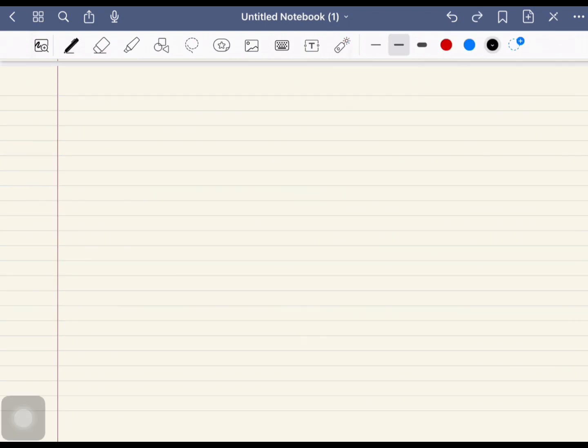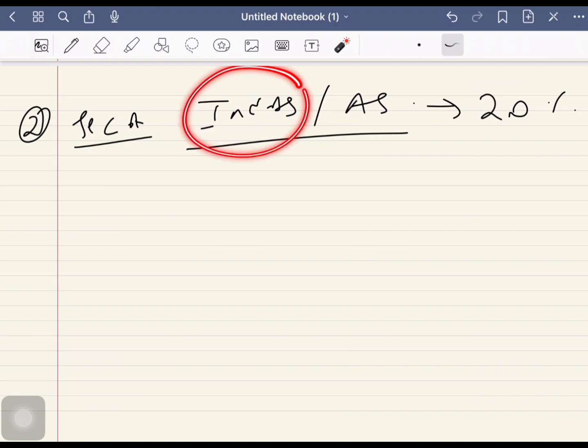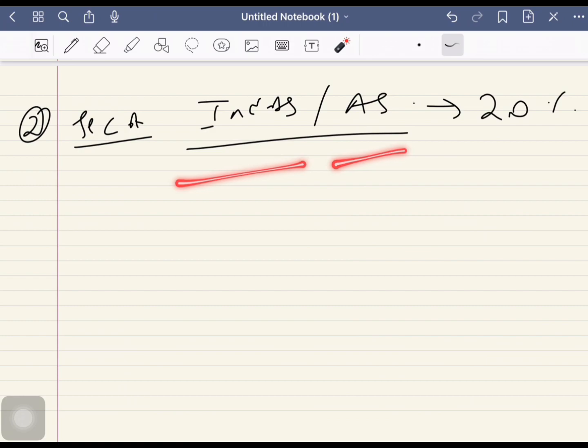After completing section D, next come to section A, which is our Ind AS and accounting standards. These two comprise 20%. Ind AS as well as AS are the soul of CFR, not only for exam purpose but also they are very useful for our career. So Ind AS and AS are that important.